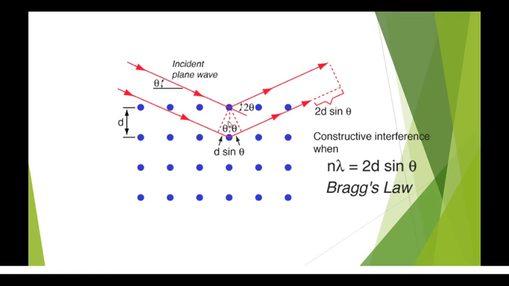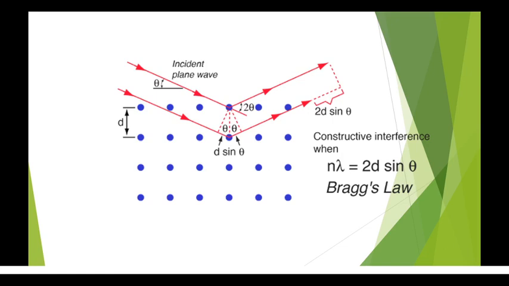How can we find the path difference? By taking this angle as theta. This is theta also. So this distance is d sine theta. Again this distance is also d sine theta. So what is the path difference? 2d sine theta. You can draw the angle here as theta. So sine theta is equal to the opposite side by the hypotenuse.